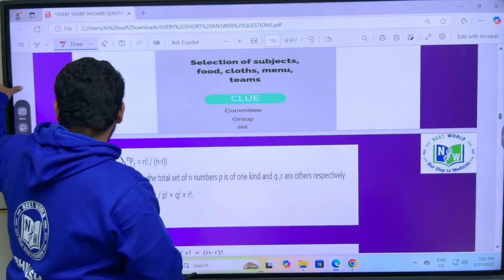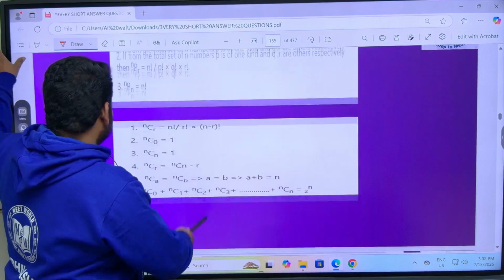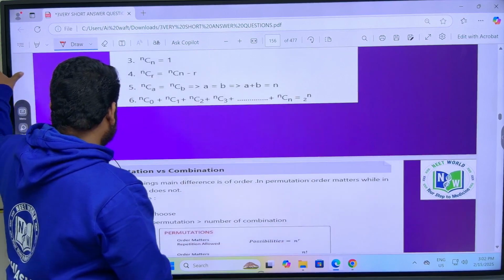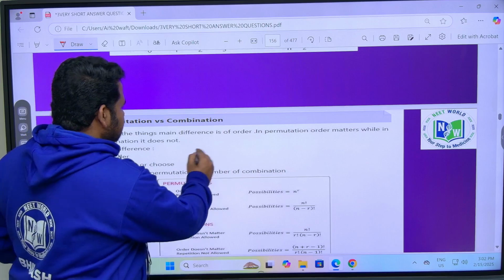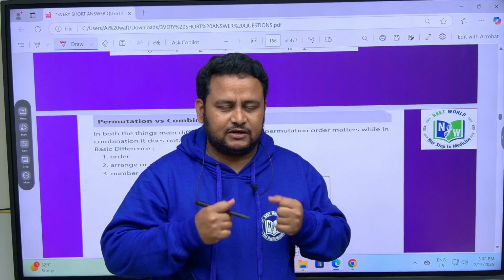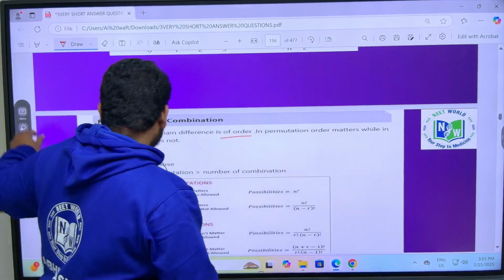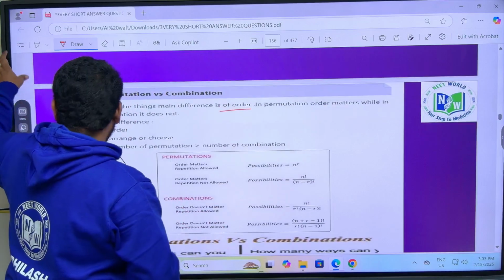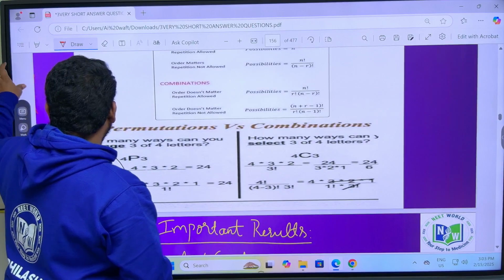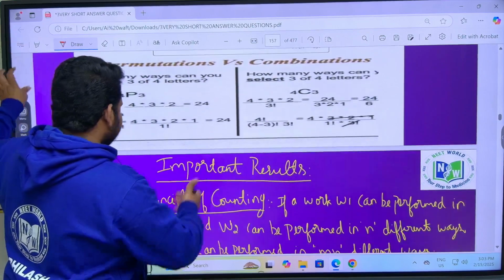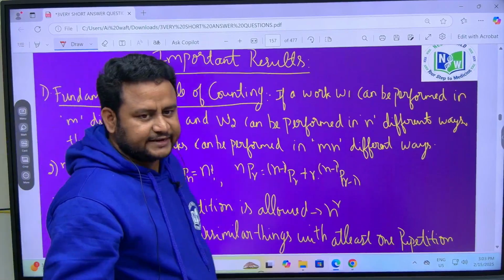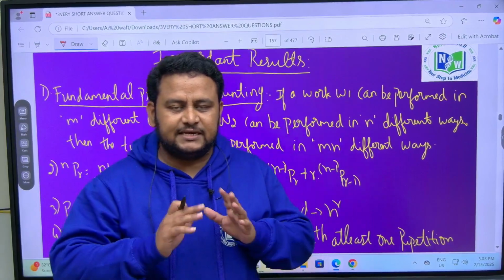These are some formulas which you already know pertaining to permutation and combination. Next, permutation and combination. In permutation, while arranging, order is important. In combination, order is not important. That is what is given. Example for that.